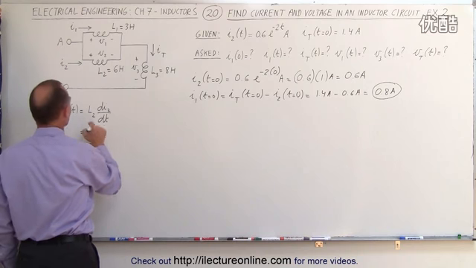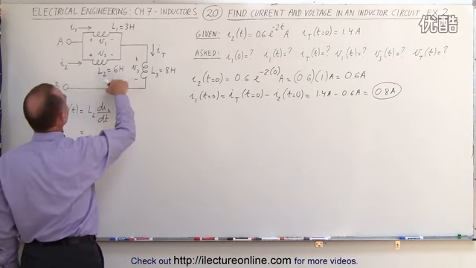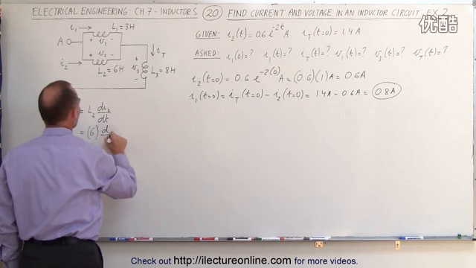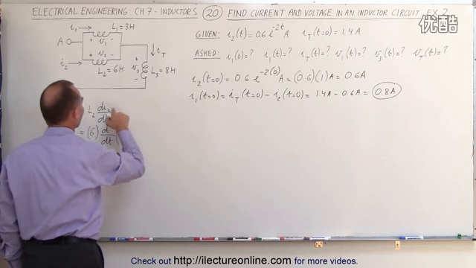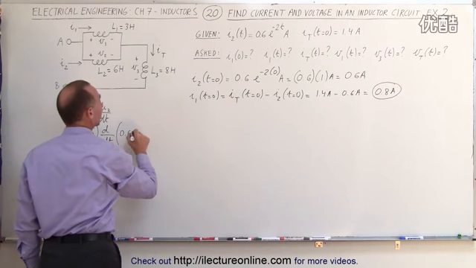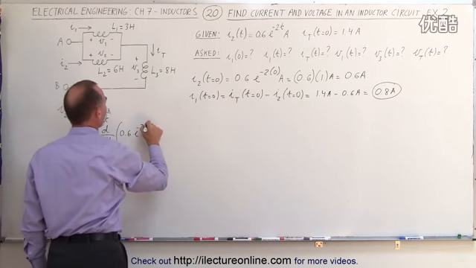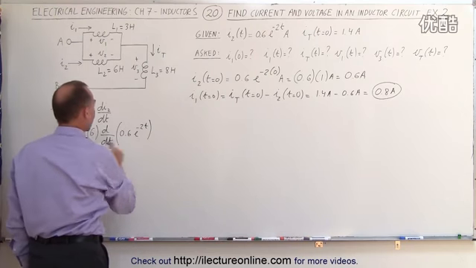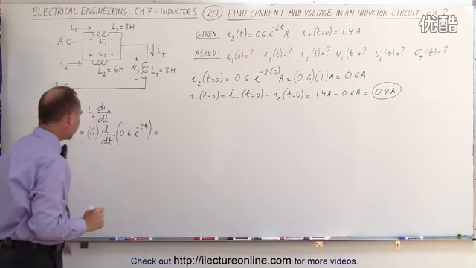So this would be equal to L sub 2, which is, here we go, 6 henries, multiplied times the rate of change of the current through 2, which is this equation right here, which is 0.6 e to the minus 2t. And that, of course, would be in volts.